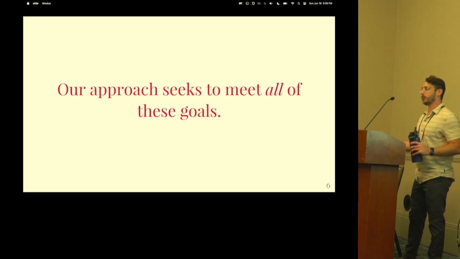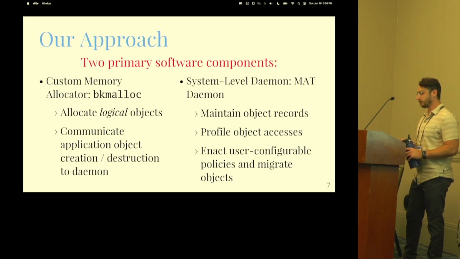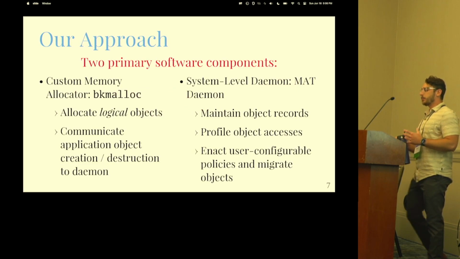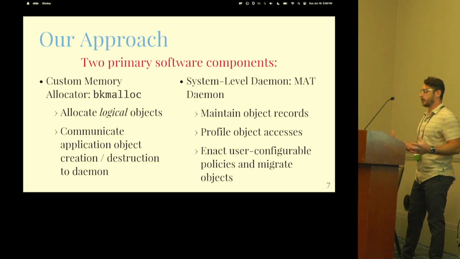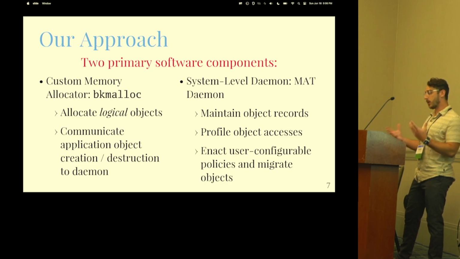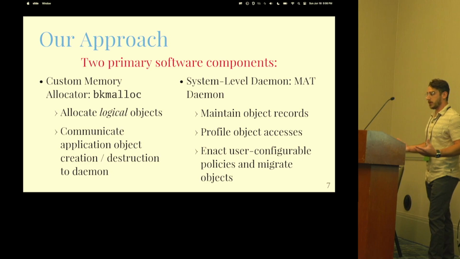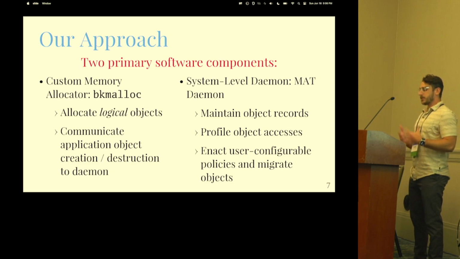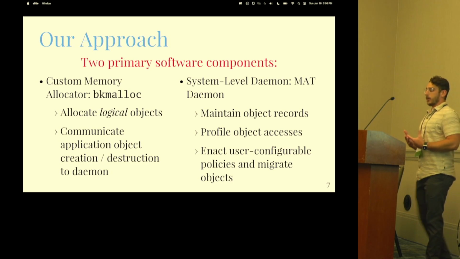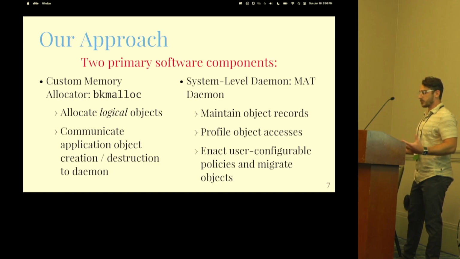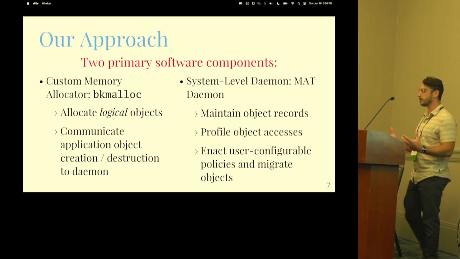So our approach seeks to meet all of these goals, right? So what is our approach? Well, it's composed primarily of two software components. The first is a custom malloc implementation called bkmalloc. It is responsible for allocating these logical program objects, right? So their address and size mean something to the application. And once it does that, it communicates information about the object to a daemon, right? So it tells the daemon when these objects are created and when they're destroyed and other things like that. So this daemon is called MAT daemon, the memory auto-tiering daemon.